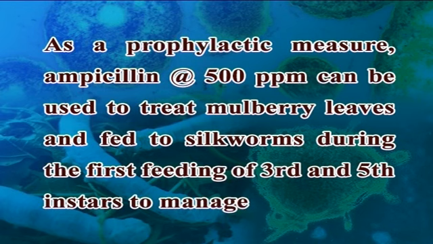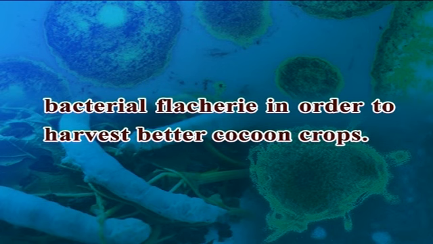Enriching of mulberry leaves with 0.1% gentamicin was found to reduce flacherie. As a prophylactic measure, ampicillin at 500 ppm can be used to treat mulberry leaves and fed to silkworms during the first feeding of 3rd and 5th instars to manage bacterial flacherie in order to harvest better cocoon crops.